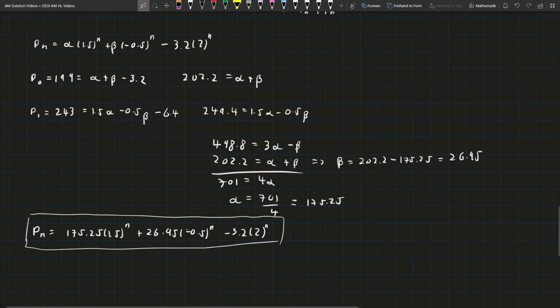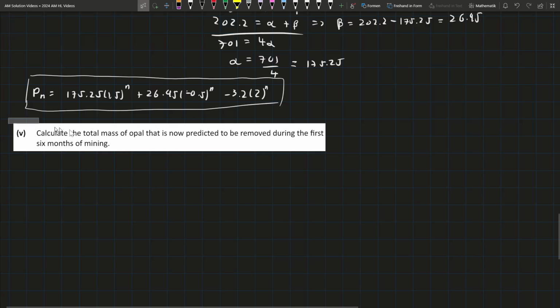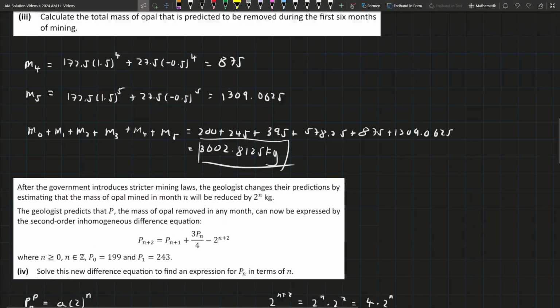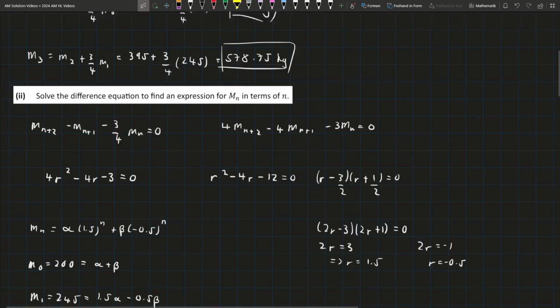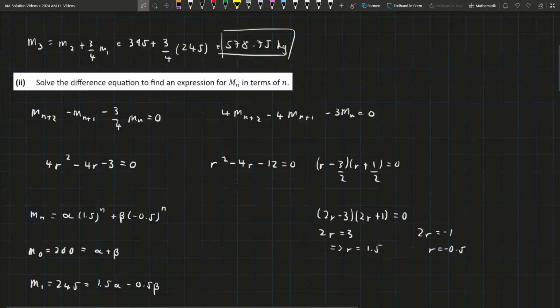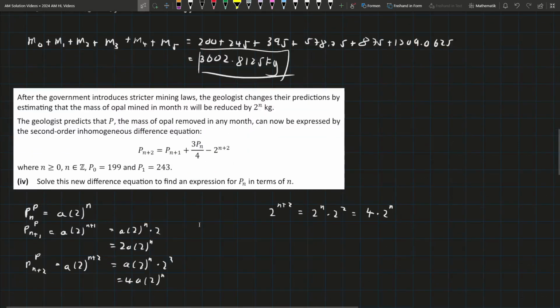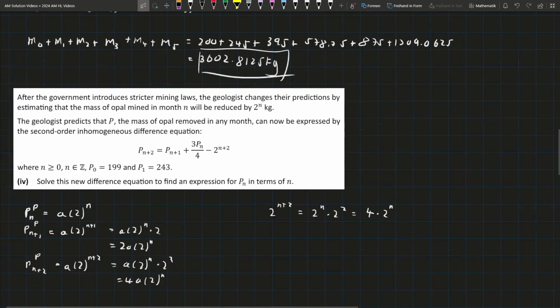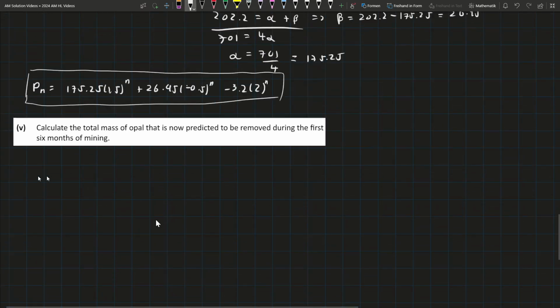That's it solved. Now they give another very similar question to last time. We just have to calculate it for the first 6 months and then add them all together, which is quite daunting because they didn't make us calculate them at the start of this new one. So we're going to have to just do it now. So yeah, we know P0 and P1. You just need to sub in for P2, P3, P4, and P5.